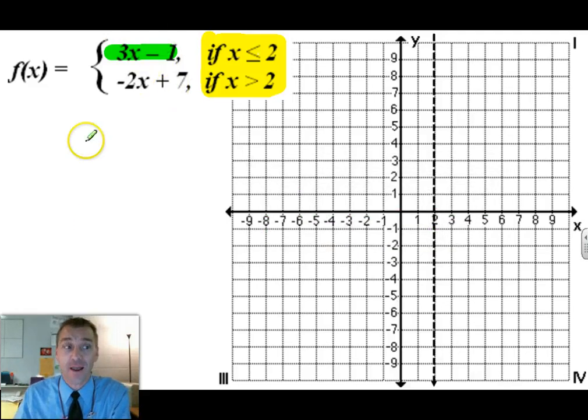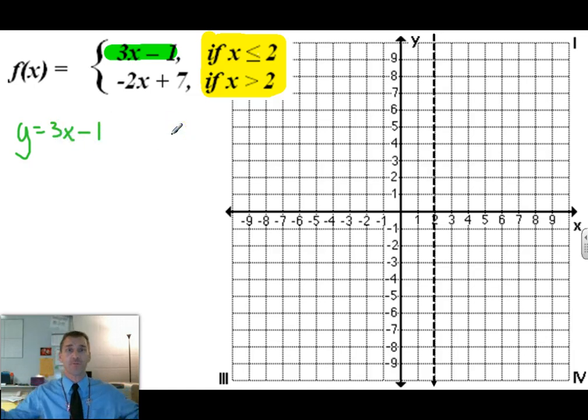How do I graph that? Ladies and gentlemen, it's no different than if I just gave you this: f of x or y equals 3x minus 1. I would graph that thing like we've been doing from Algebra 1 on. So I look at my y-intercept. It's at -1. Bam, right there. I put a dot. Beautiful. And then I'm going to use my slope. I'm going to go up 3 over 1.